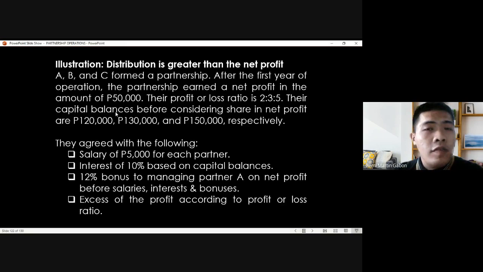Earn the profit of 50,000, profit or loss ratio 2:3:5. Then may capital balance sila 120, 130, and 150. Then distribution ng salary na 5,000, kanina 2,000, ngayon 5,000 for each partner. Then 10% based on the capital balance. Then 12% down na bonus to managing partner A based on net profit before salaries and interest and bonuses. So yung assumption before. So walang problema. So excess of profit according to profit or loss ratio if there is an excess.